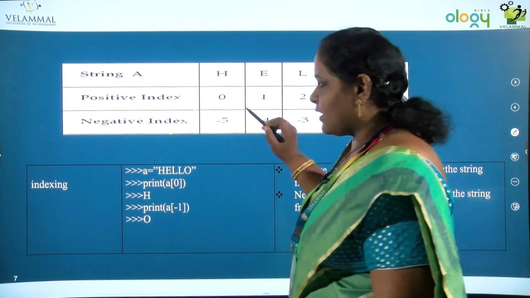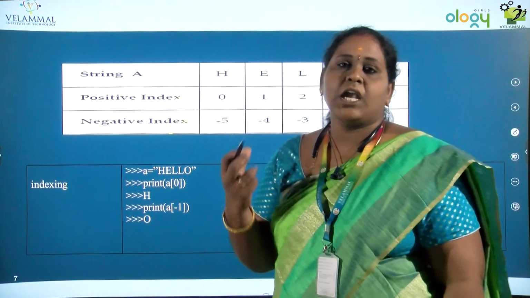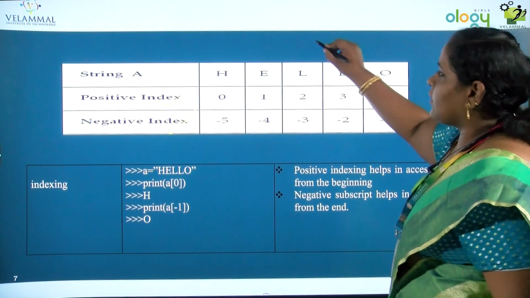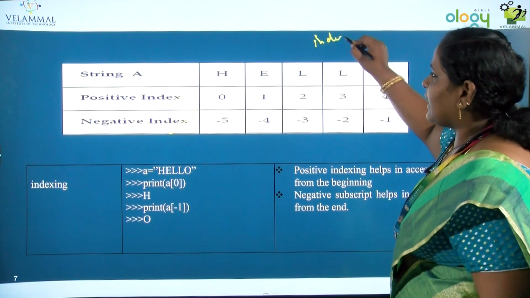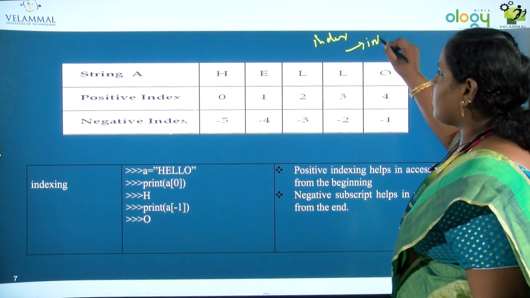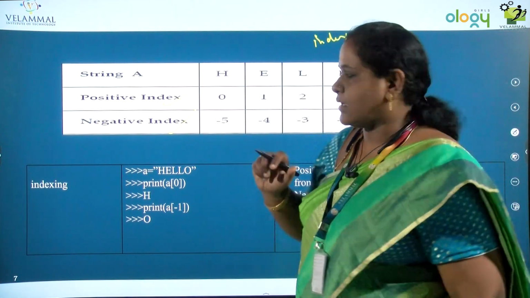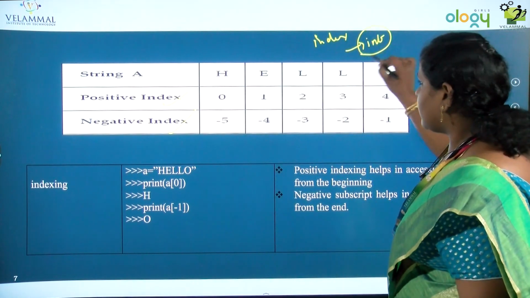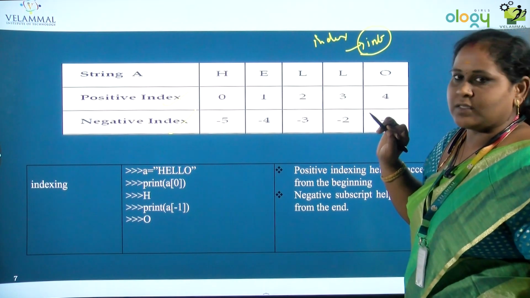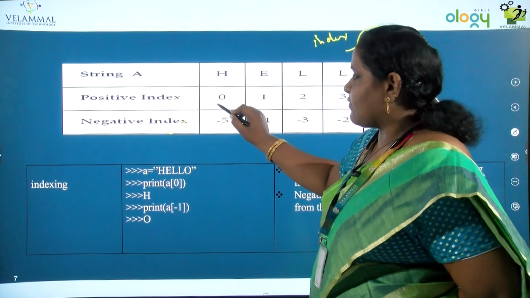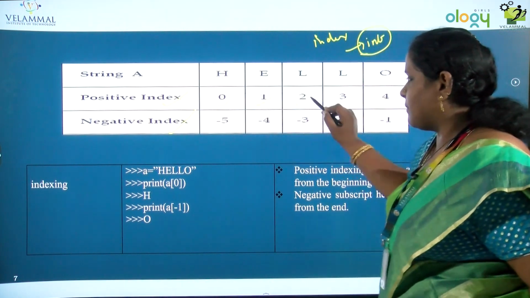Indexing generally refers to fetching an individual character by its index value. The very important thing is that you have to specify your index value only as an integer. It can't be of any other data type. Only with the integer data type can you represent your index values. When you start from the positive index, it always starts from 0, 1, followed by the numbers, and goes on.